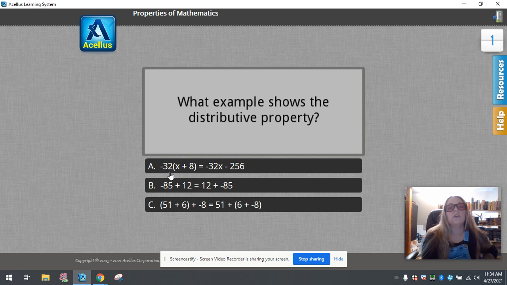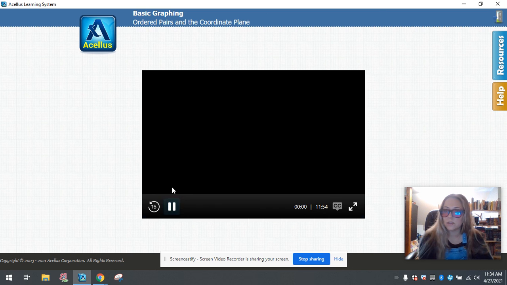What example shows the distributive property? So we've got negative 32 times x plus 8 in parentheses equals negative 32 times x minus 256. If we did negative 32 times 8, we'd get negative 256. So the distributive property says we're taking this number and multiplying it by this one and this one, and then adding them together. So this is the distributive property example. This one would be commutative. This one would be associative. On to the next lesson.